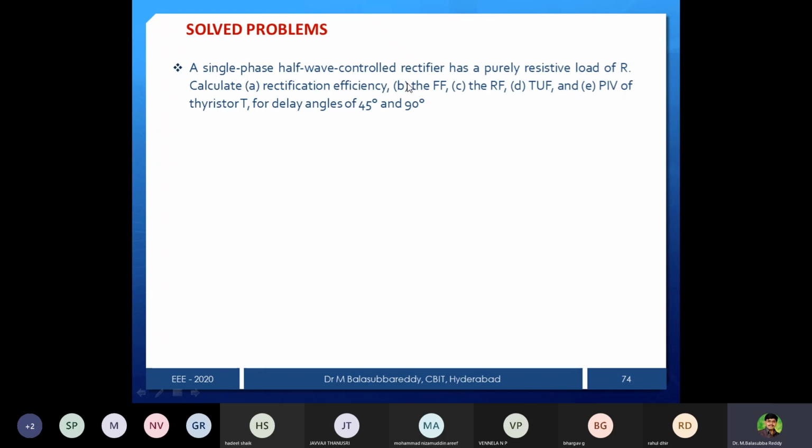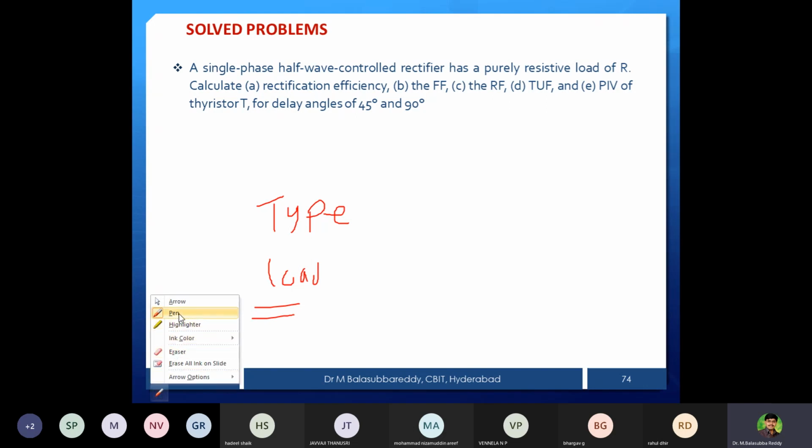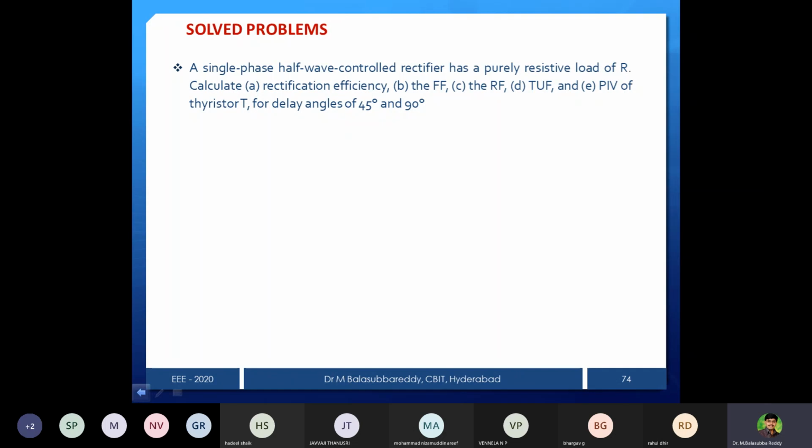Now, see the first problem. A single phase half wave controlled rectifier has a purely resistive load of R. Here we need to remember only two things: the type of controller and the load, and also whether it is continuous or discontinuous, depending on the problem. So the controller is a single phase half wave controller. Another one, purely resistive load. So the load is a resistive load.